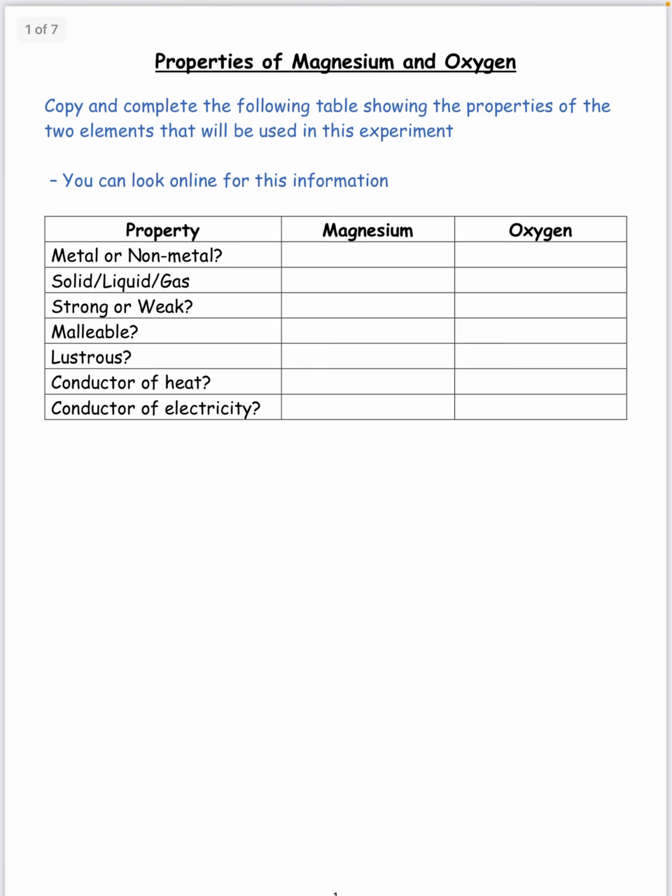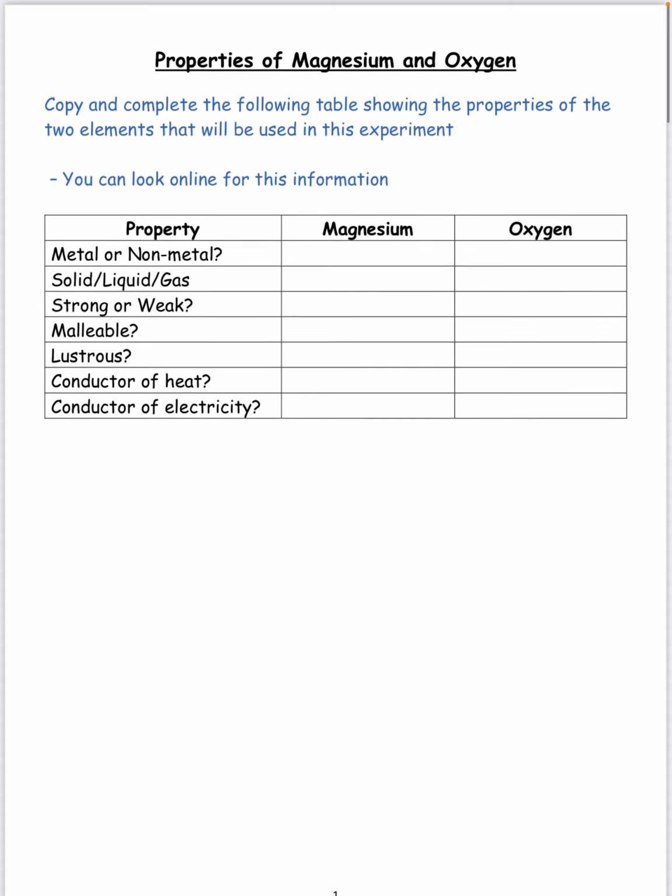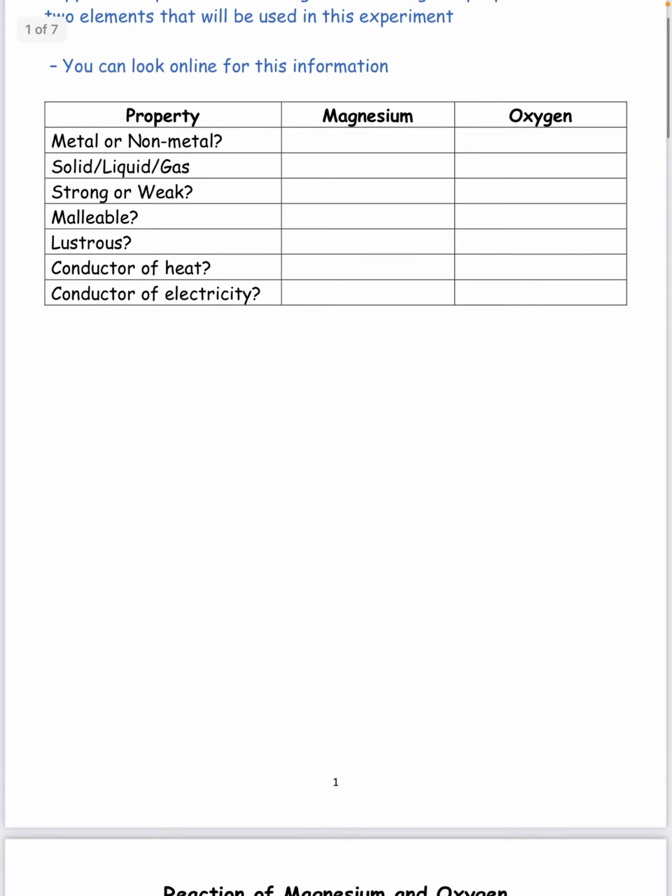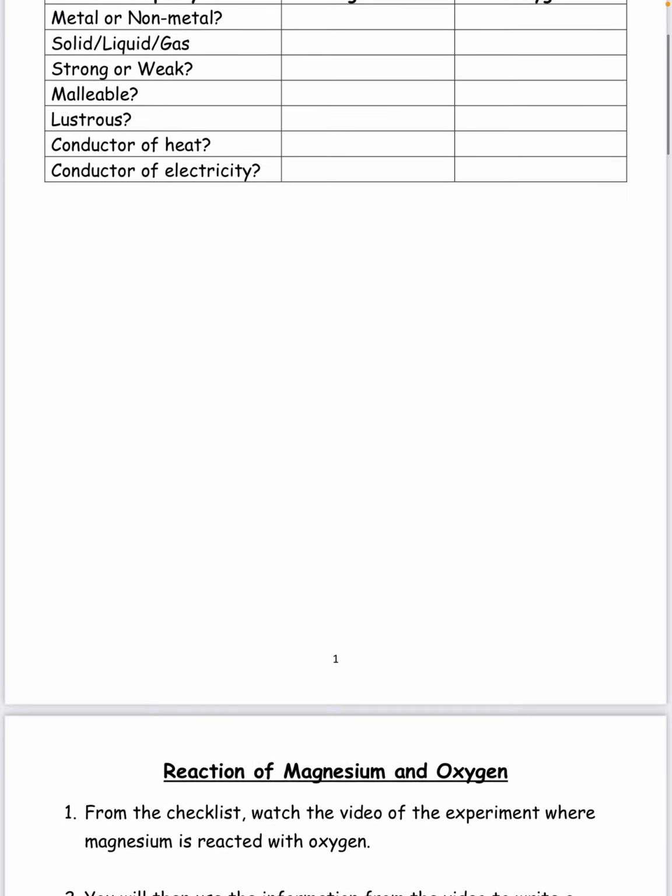Okay, so this table is going to help you to have a think about what magnesium and oxygen are like before we put them into a compound. So using your knowledge from the previous weeks, or you might need to do a wee bit of research on the internet, you're going to fill out this table for magnesium and for oxygen. So whether it's a metal or non-metal, you might want to use your periodic table for that. Solid, liquid, gas, is it strong or weak, and so on. So it ties in with what we did last week, and you're just going to fill in this table for magnesium and oxygen. That's to get you thinking about what they're like before they become a compound.